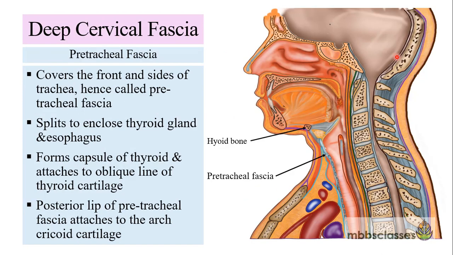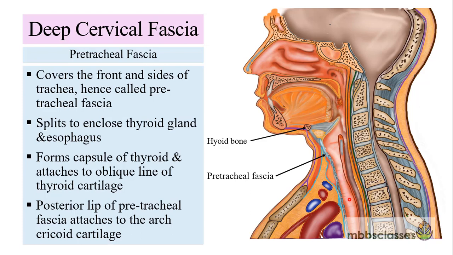Now we'll move on to the pretracheal fascia. The pretracheal fascia covers the front and the sides of the trachea, hence it is called the pretracheal fascia. We know that the pretracheal fascia helps in covering the viscera of the neck, like the thyroid gland, trachea, larynx, and the esophagus. If you see here, this is the pretracheal fascia. It splits to enclose the thyroid gland, and it is attached to the oblique line of the thyroid cartilage.